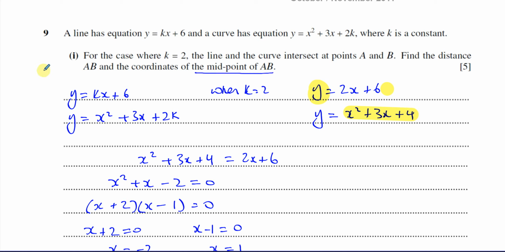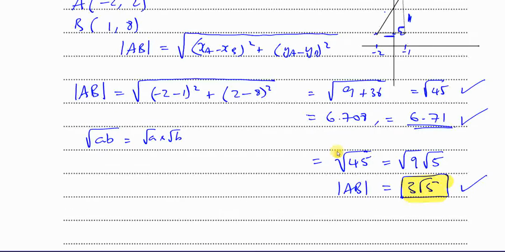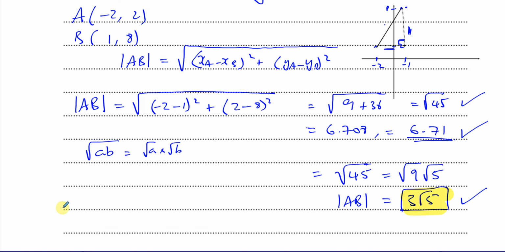In some questions they'll say part A, find the distance AB, and part B, find the coordinates of the midpoint. It makes it clearer here. It's that sometimes you might forget about the midpoint. You've done the first part, which I almost did. So now we've got to find the midpoint of AB. Now the midpoint between 2 points, so we have the points A, minus 2 and 2, and B, 1 and 8.